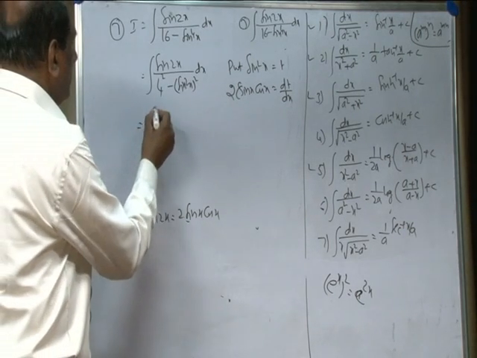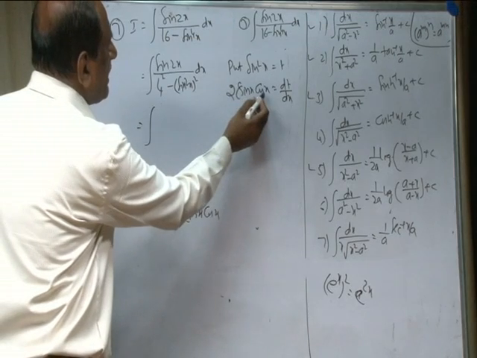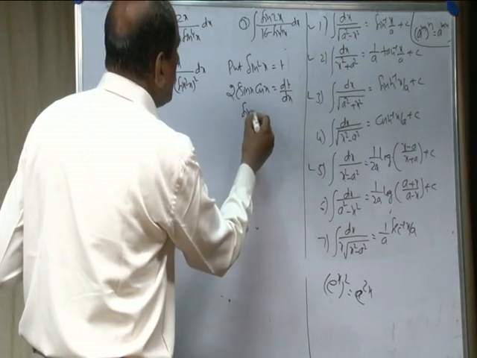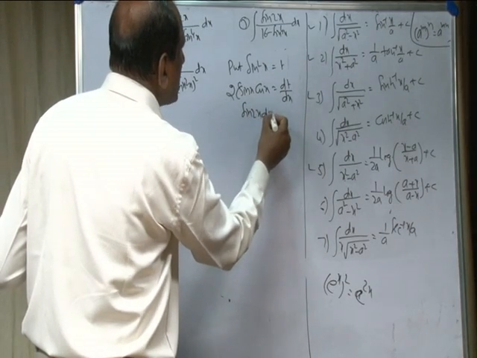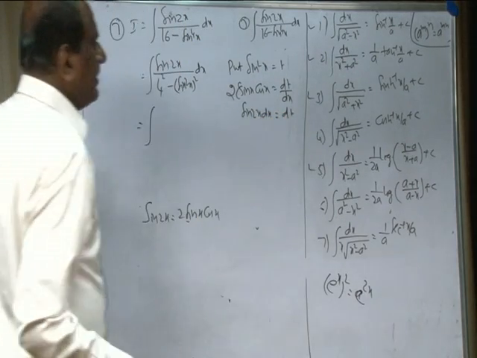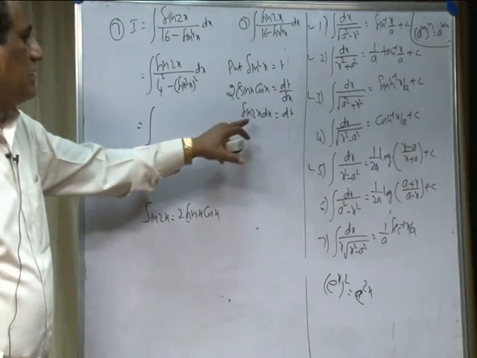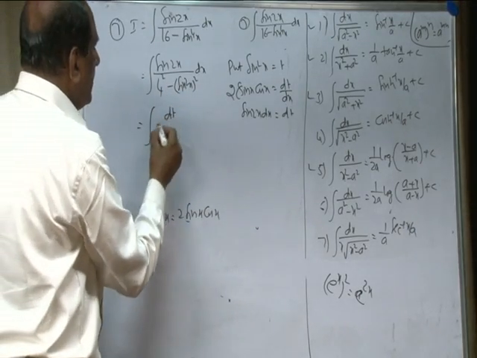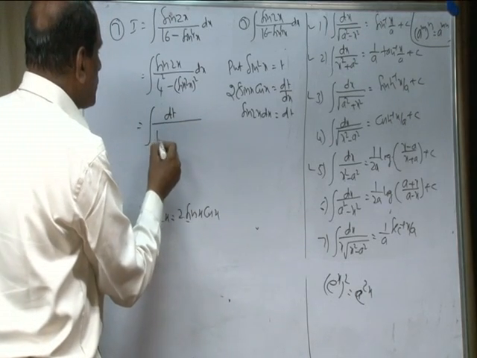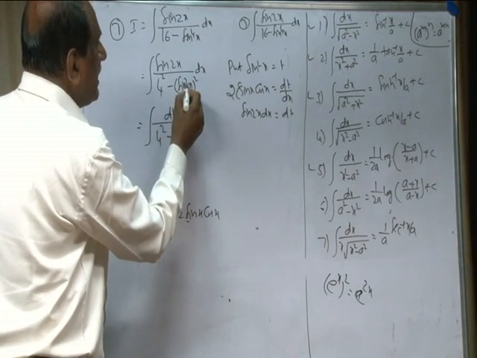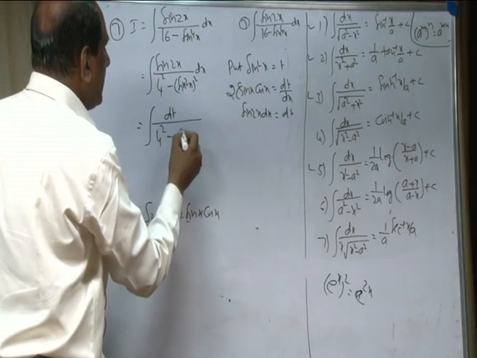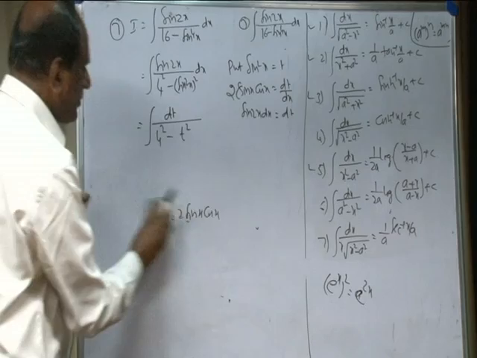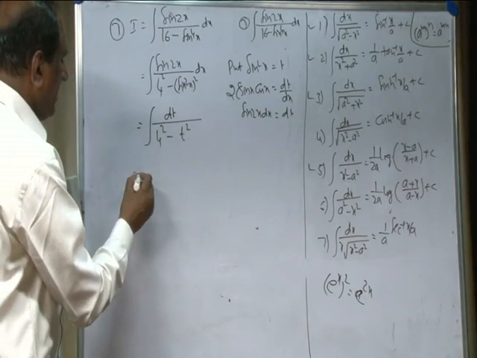Now, exactly 2 sin x cos x is nothing but sin 2x. Cross multiplication: sin 2x dx is equal to dt. How to write the numerator? sin 2x dx is equal to dt, divided by 4 squared minus sin squared x whole squared; sin squared x is t, so sin power 4 x is t squared, giving 4 squared minus t squared in the denominator.